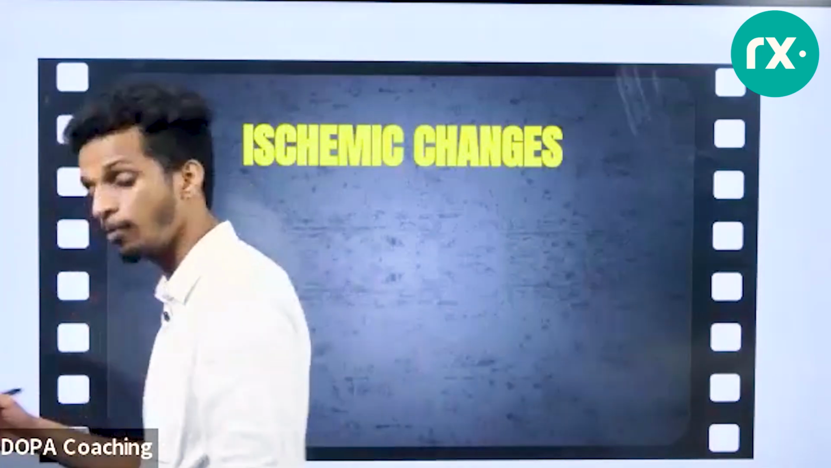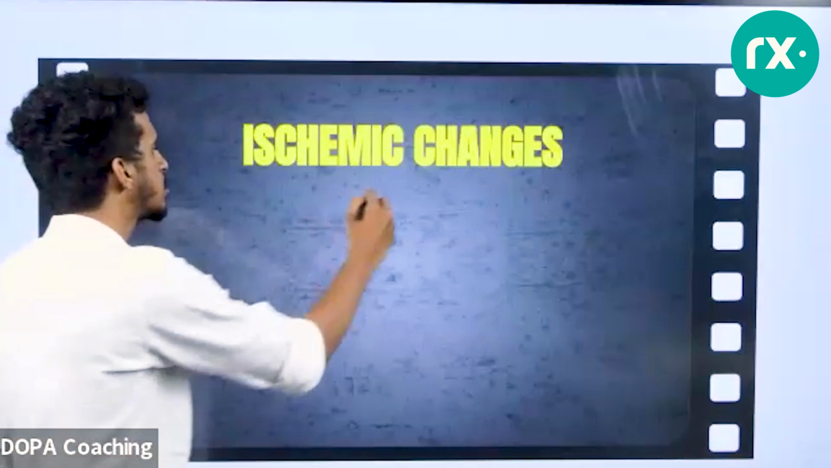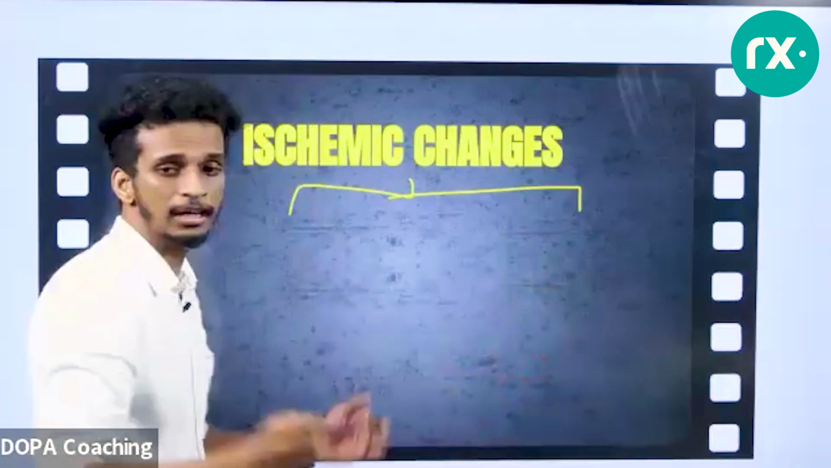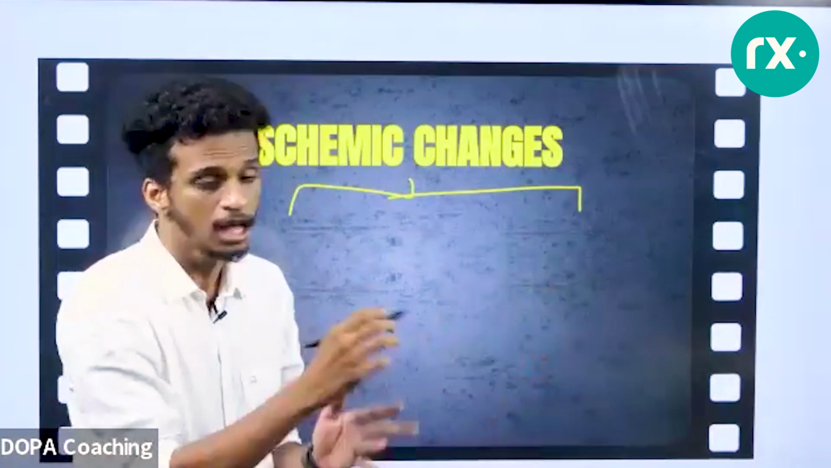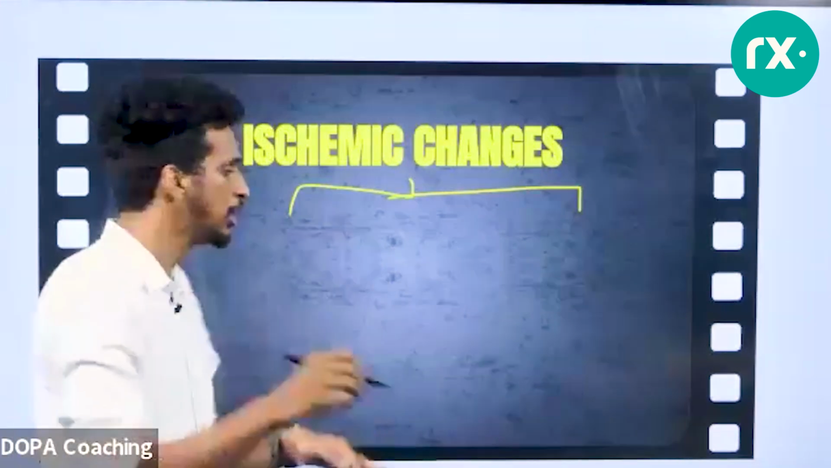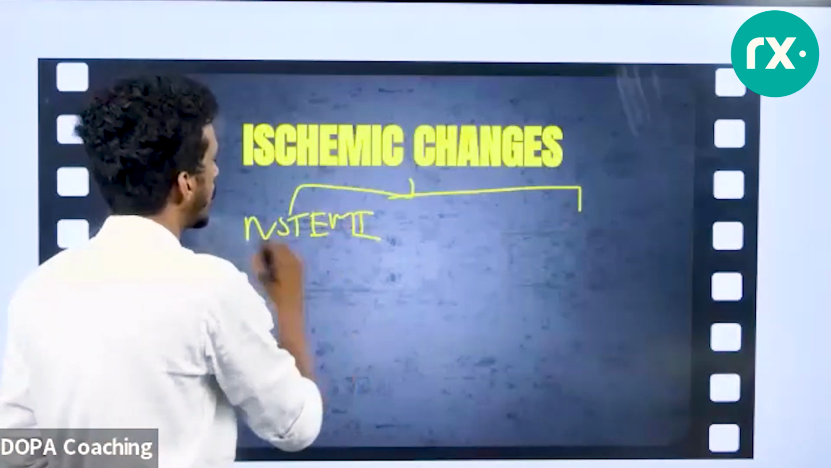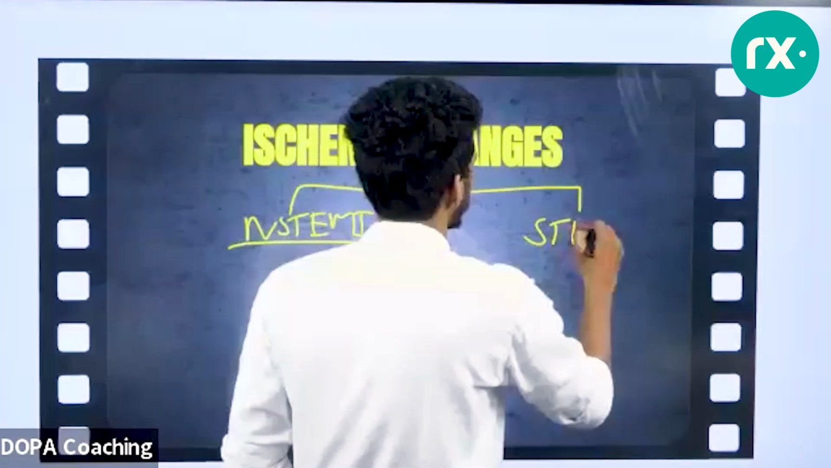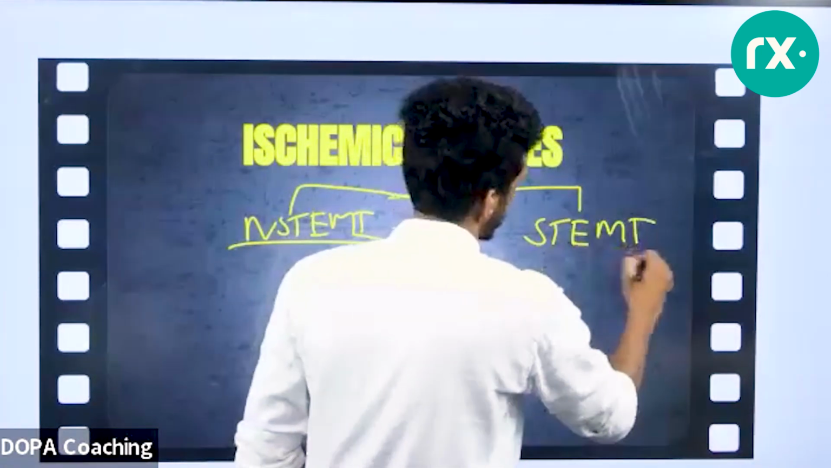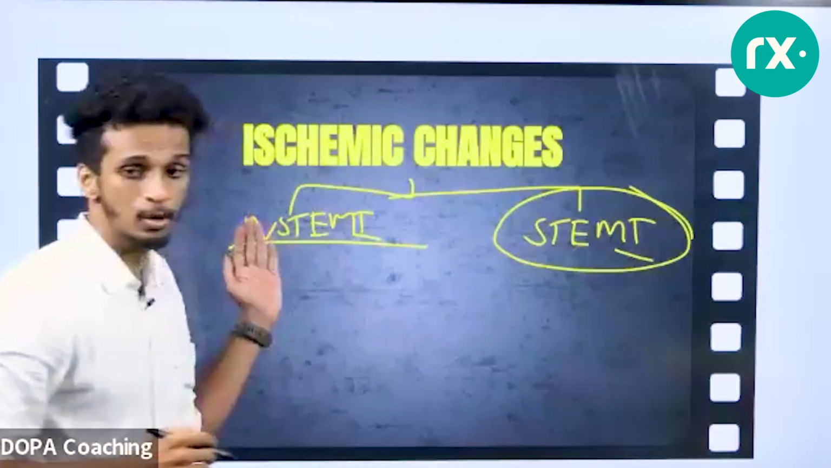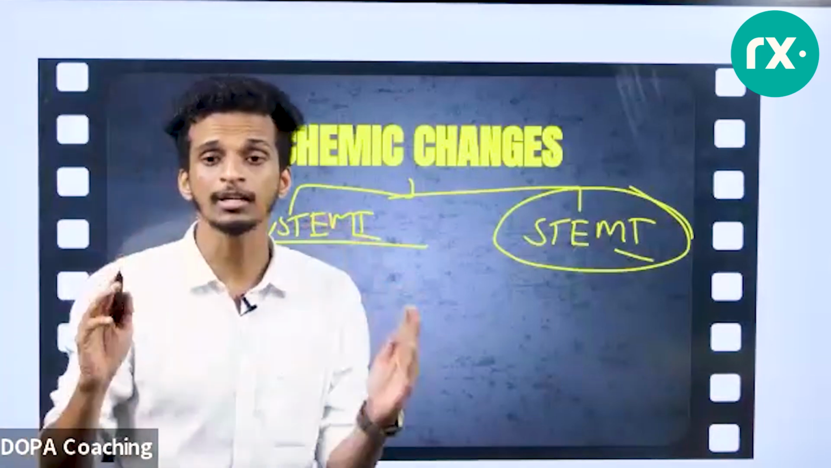I'm not discussing unstable angina or stable angina. We know that we can classify it as unstable angina or stable angina, but from the point of view of ECG, we just need to know there are two types of changes you can get in an ECG. One is NSTEMI and one is STEMI. As you all know, NSTEMI is an emergency. STEMI is also an emergency, but STEMI is an ultra emergency.